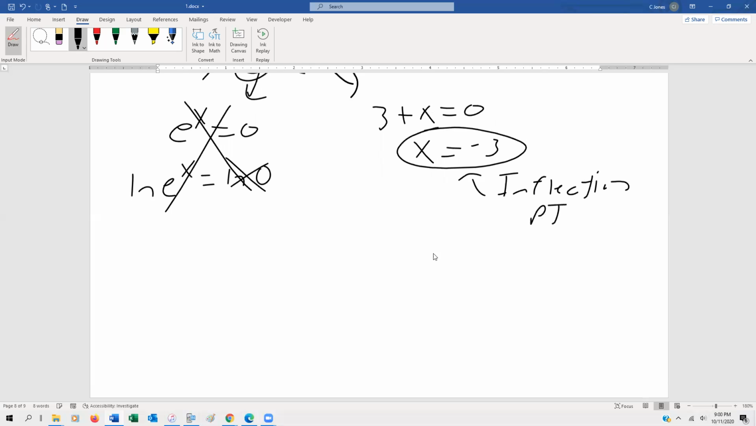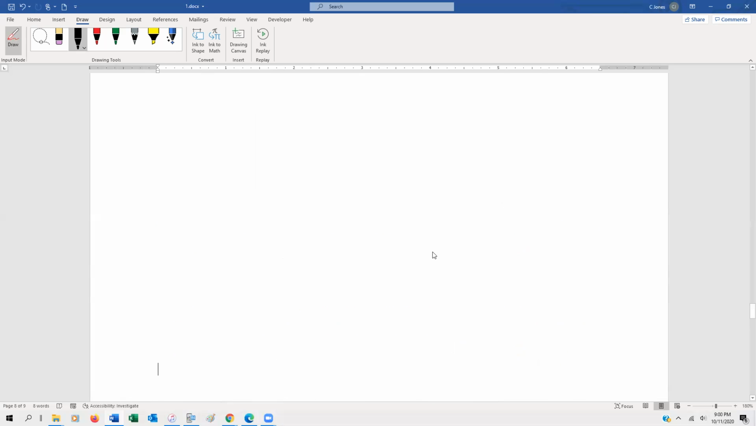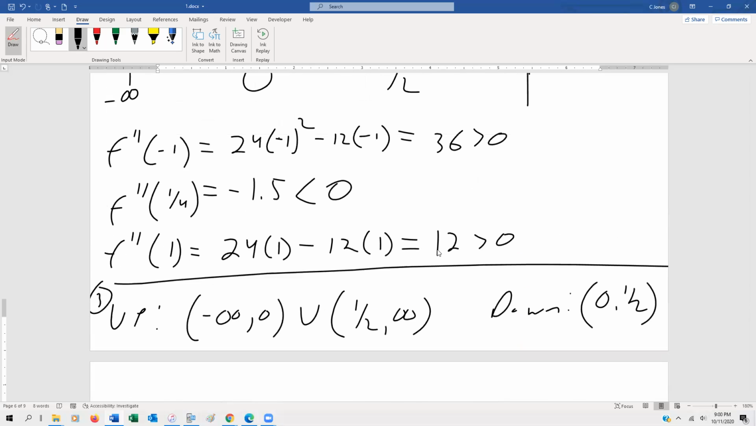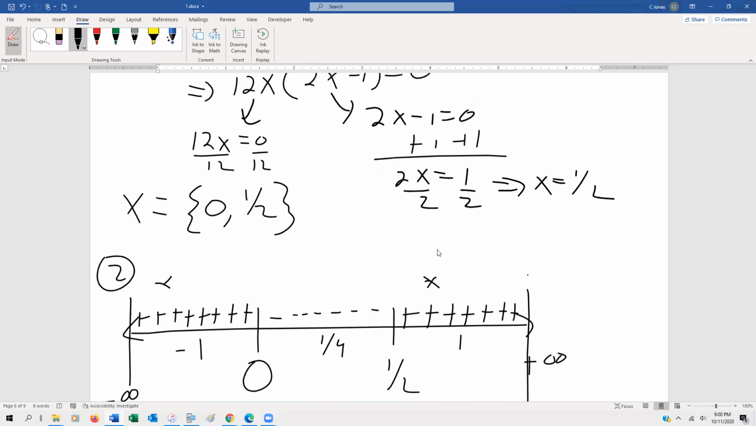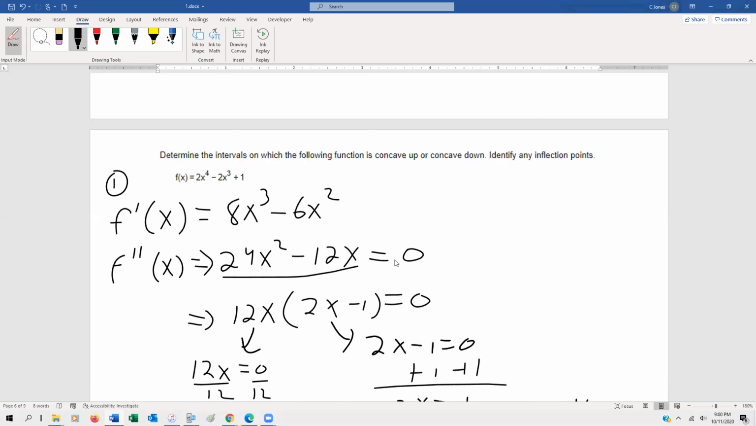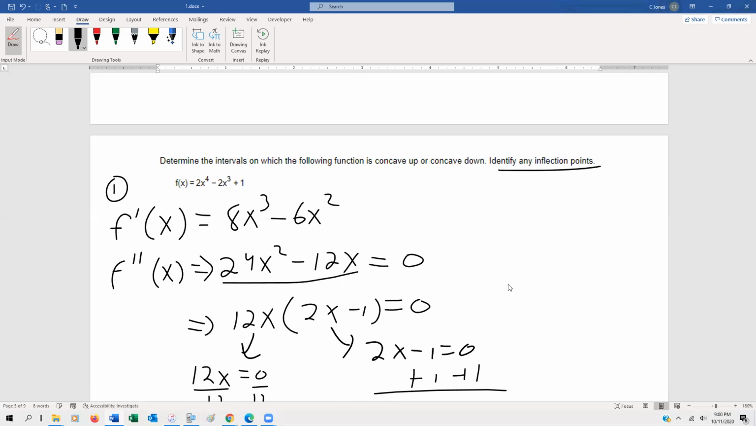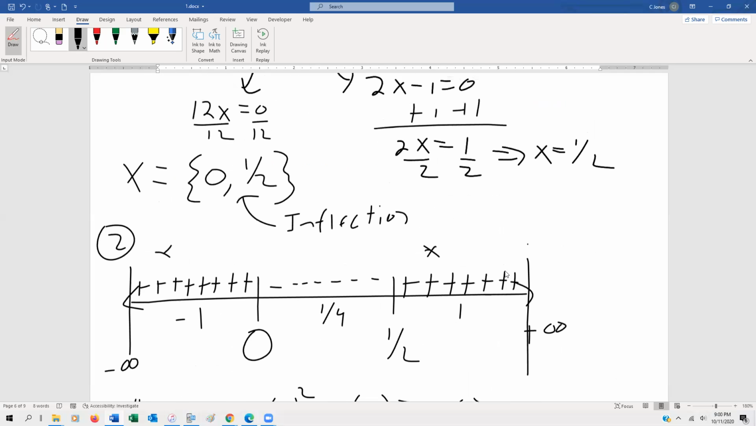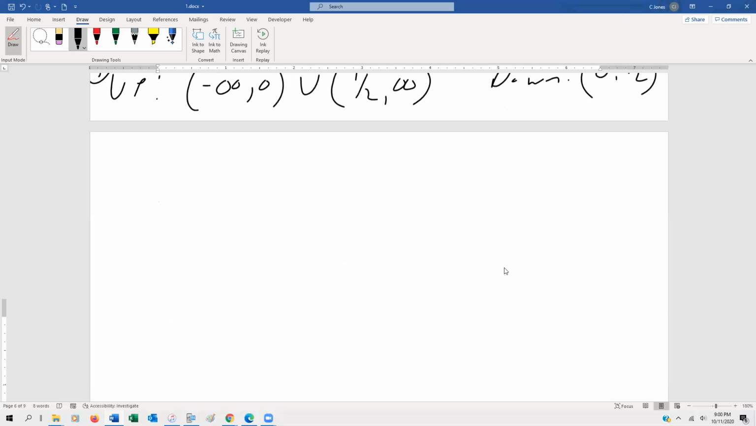Similar to up here, remember in the previous problem, these were our inflection points. Just to make you aware, because it did ask us to identify any inflection points: inflection points are essentially when the second derivative is equal to 0.